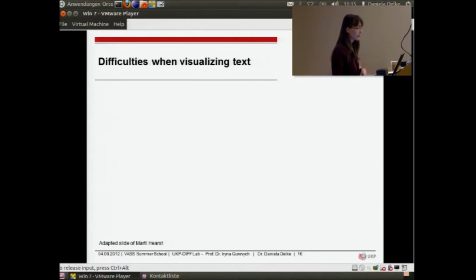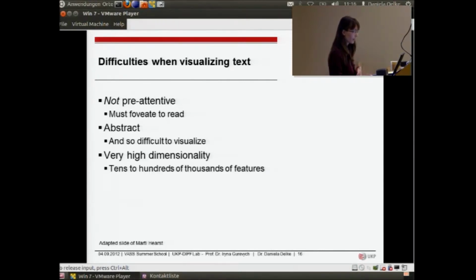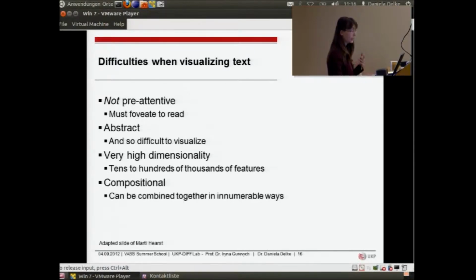So let's summarize that a bit. Okay, we've seen that text is not pre-attentive. Second, it's abstract, so it's quite difficult to visualize. It has a very high dimensionality. We have tens to hundreds of thousands of features, so think of the different words that we have. And to make things worse, these features, these words can be combined in innumerable ways. So that's one thing that makes natural language very powerful, but also very challenging for computers, that it's so flexible in the way that you can combine it.